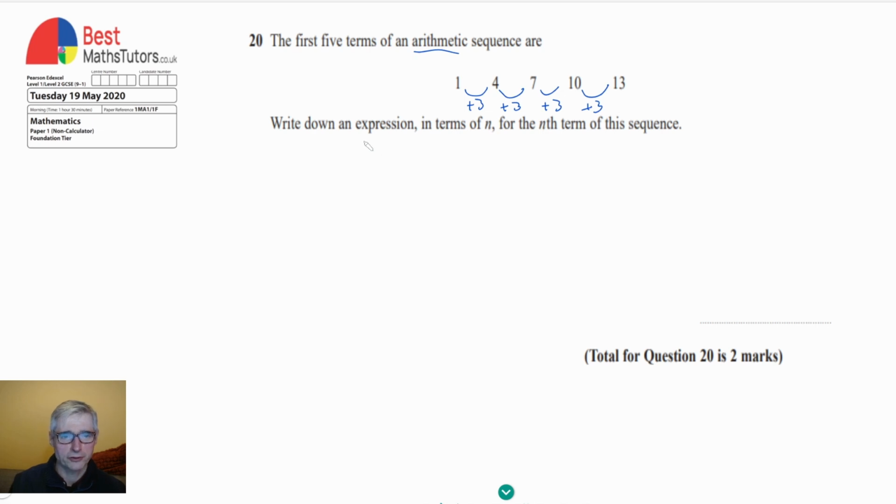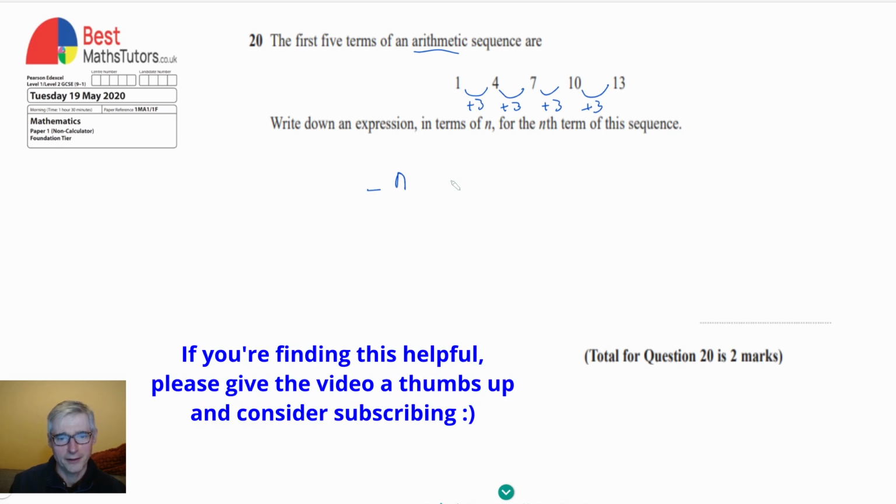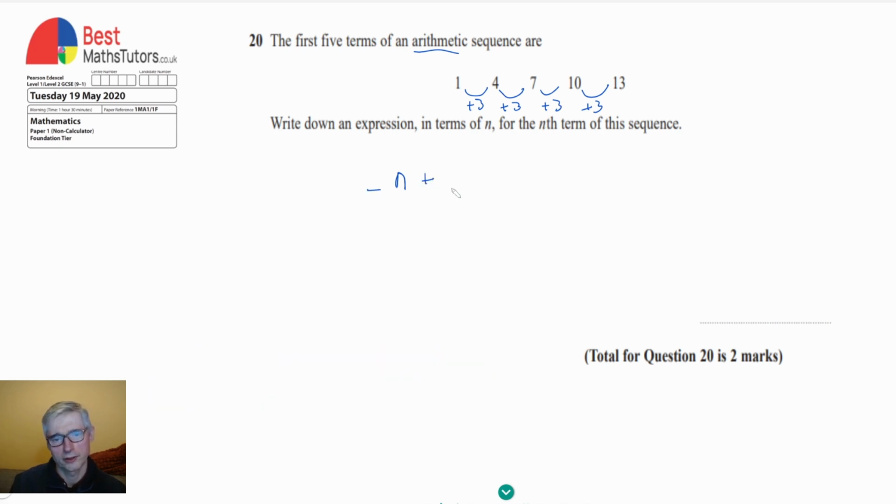And for an arithmetic sequence, an expression for the nth term is some number times n, and then we would have plus or minus some other number. And the number that goes in front of the n is the step that it goes up in each time. So we can see here it goes up in 3s. So that means I can fill that in and put a 3 there.